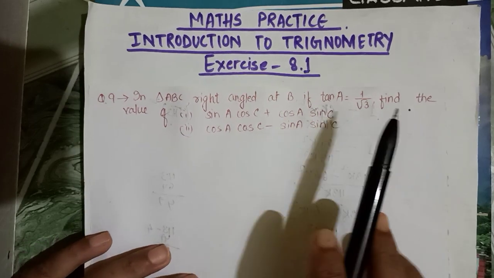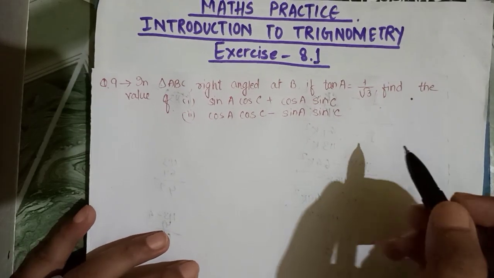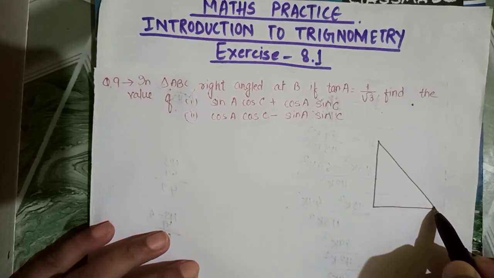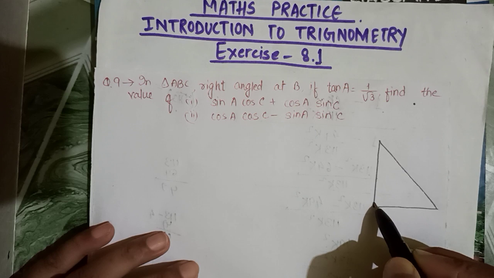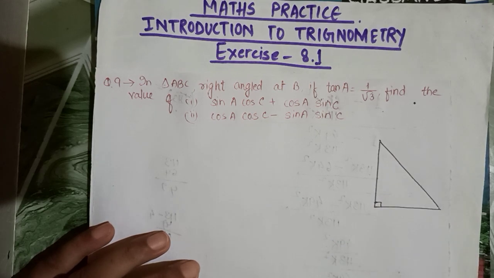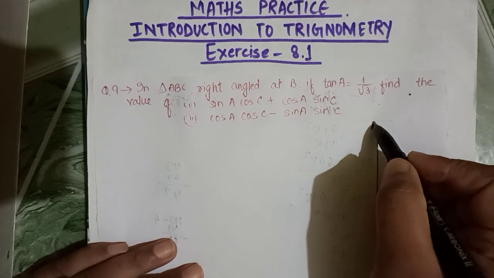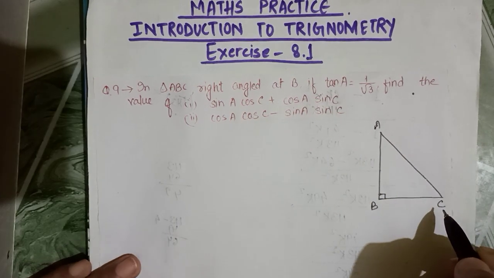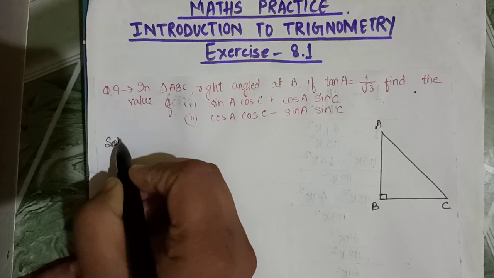So for this, first of all we have to draw a right angle triangle. So this is our right angle triangle. This is the right angle. Here we will take A. Right angle should be at B. So this is the right angle B and here C. So let us start now.